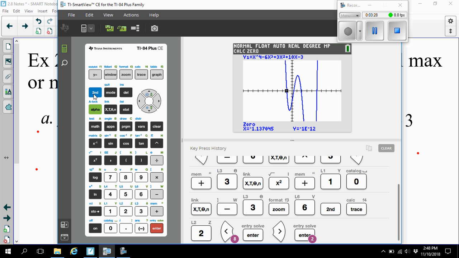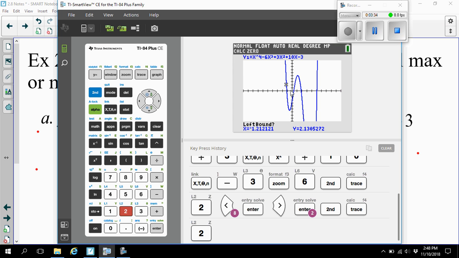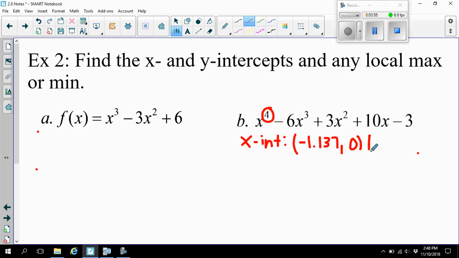Once again, you go to second trace, go to 0, and I'm going into the middle here. I need to be on the left-hand side of that x-intercept, and the left-hand side is below the x-axis, so I press enter. Then the right bound would be above, so I press enter again, and then press enter one more time. This one looks like it's going to be 0.289. That's our second one, 0.289, and remember, write this as an ordered pair.